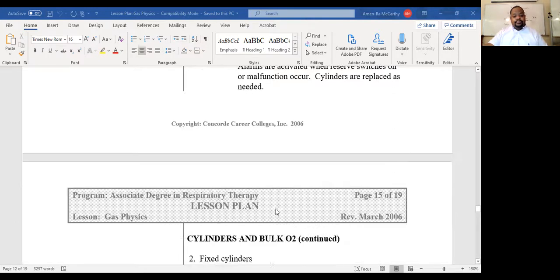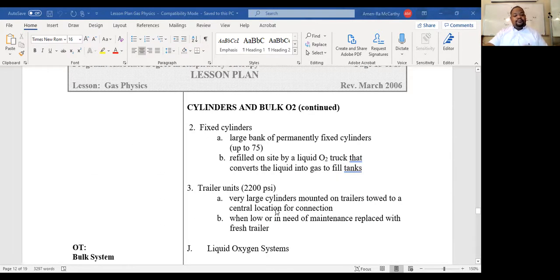That's the standard. And then you have what's called fixed cylinders, which is a large bank of permanently fixed cylinders. These you can't just replace, right? They're bolted down to the ground, okay? And it can be up to 75 of those. You refill them on site with a liquid O2 truck that converts the liquid into a gas to fill the tanks.